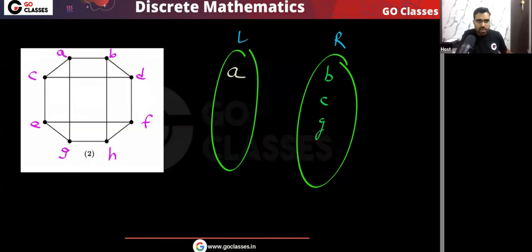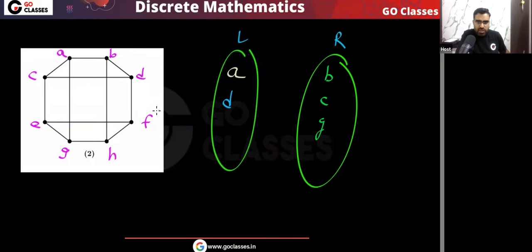Now let's see where to put the remaining vertices. For example, where to put the vertex D? I cannot put vertex D here because B comma D are adjacent. So I cannot put vertex D in this part. Let me put vertex D here. You can see A comma D are not adjacent. So everything is fine.